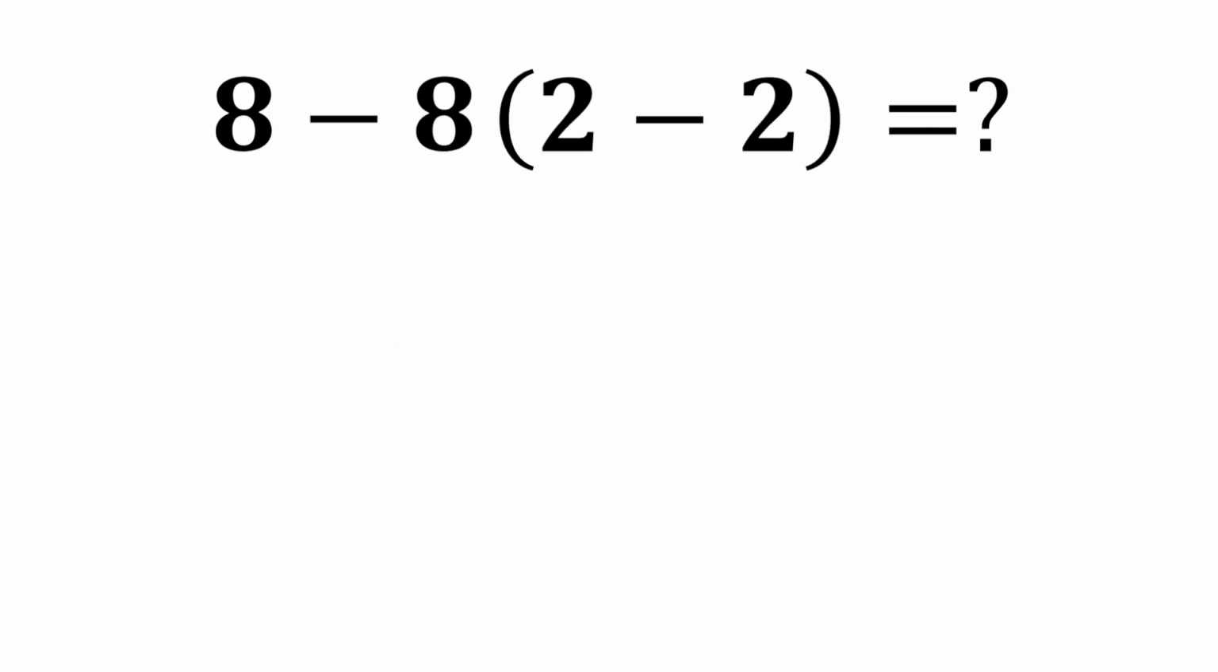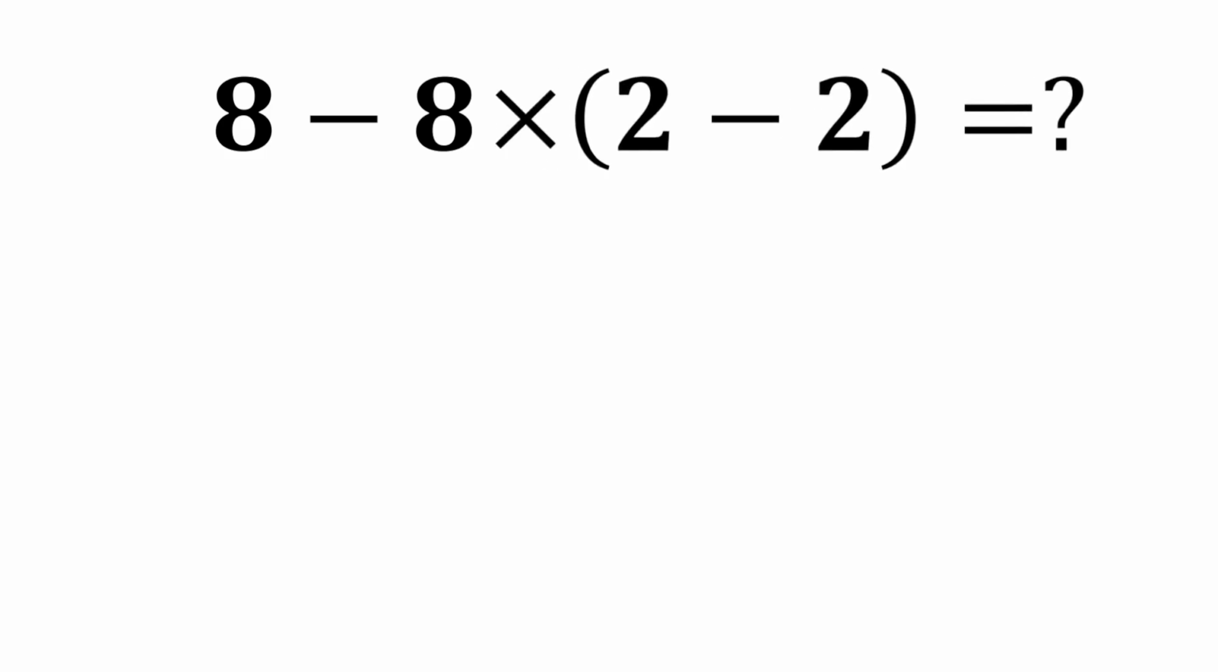The expression is 8 minus 8 times, open parenthesis, 2 minus 2, close parenthesis. In this expression, we have a subtraction, a multiplication, and a pair of parentheses. Inside the parentheses, there is another subtraction. The multiplication sign is written here. In mathematics, when a number is placed next to parentheses, it means that the number is multiplied by the expression inside the parentheses. However, for simplicity, the multiplication sign is usually not written.